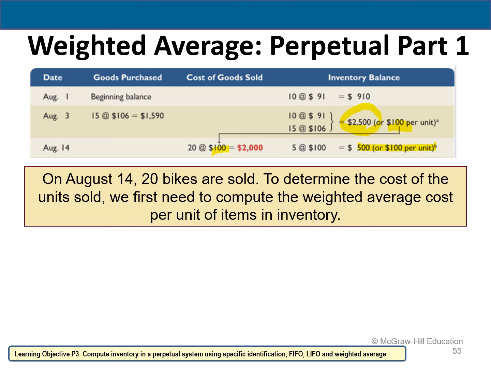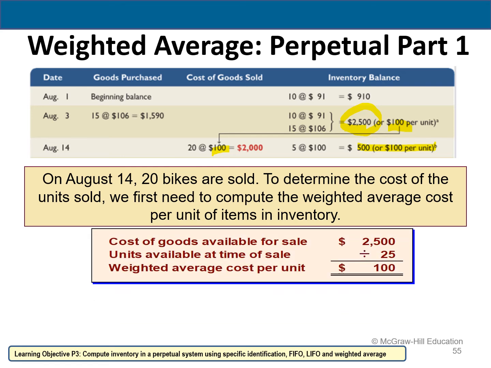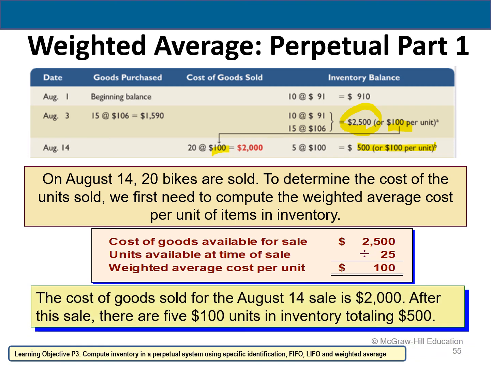Oh, okay, here you go. So on August 14th, 20 bikes are sold. So we take $2,500 divided by 25 bikes first to get the cost per unit, and then you multiply it by the units sold. Okay.